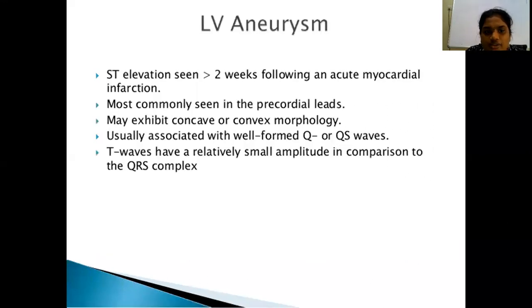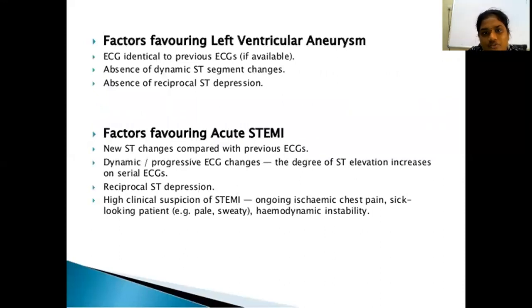In left ventricular aneurysm, the ST segment elevation is seen even after 2 weeks following the acute myocardial infarction, most commonly in the precordial leads, and may exhibit concave or convex morphology, usually associated with well-formed Q or QS waves. The T waves have relatively small amplitude in comparison to the QRS complex. The factors favoring left ventricular aneurysm are that it is usually identical to the previous ECG, with absence of dynamic ST segment changes and absence of reciprocal ST segment depressions. So this is the difference by which we can know it is a left ventricular aneurysm.